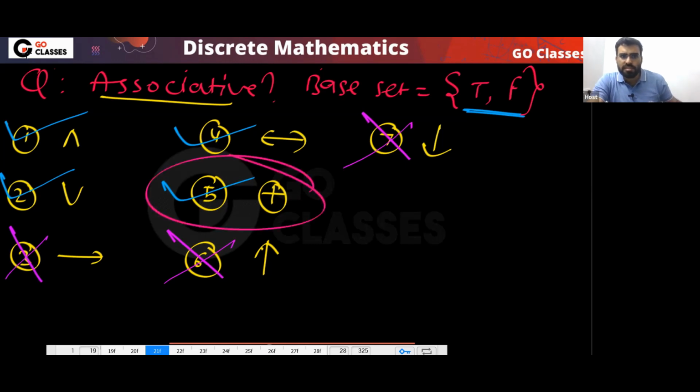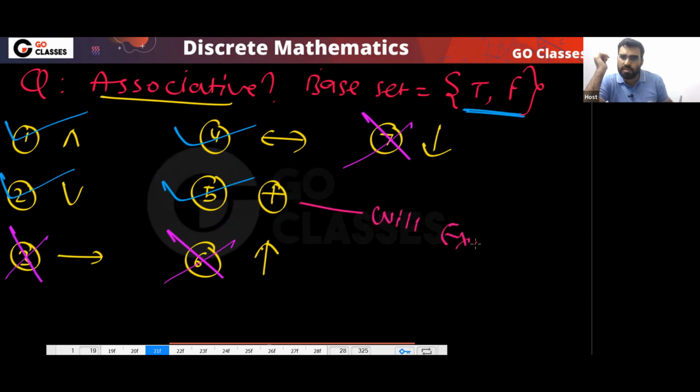Exclusive or is associative, we have already seen. I will come back to exclusive or, which is very important in digital logic. At that time I will tell you why this is associative, but you can check using the truth table. We will explore this in digital logic.